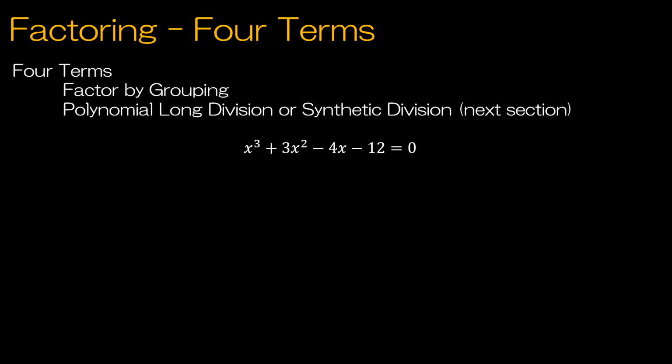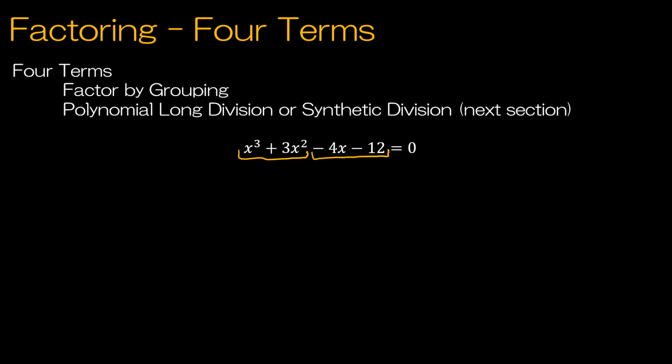When you start to have 4 or more terms, quite often we're going to be using polynomial long division or synthetic division, and we're actually going to learn that in the next section. But the other way that you can factor when you have 4 terms is to factor by grouping. And when you factor by grouping, you first put everything in the correct order, greatest degree to lowest degree, and then you look at a group and say, does that group have a greatest common factor?